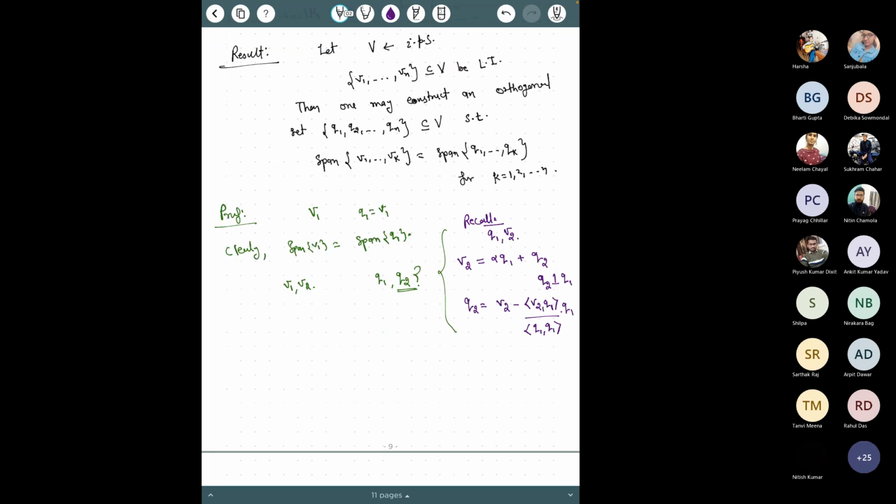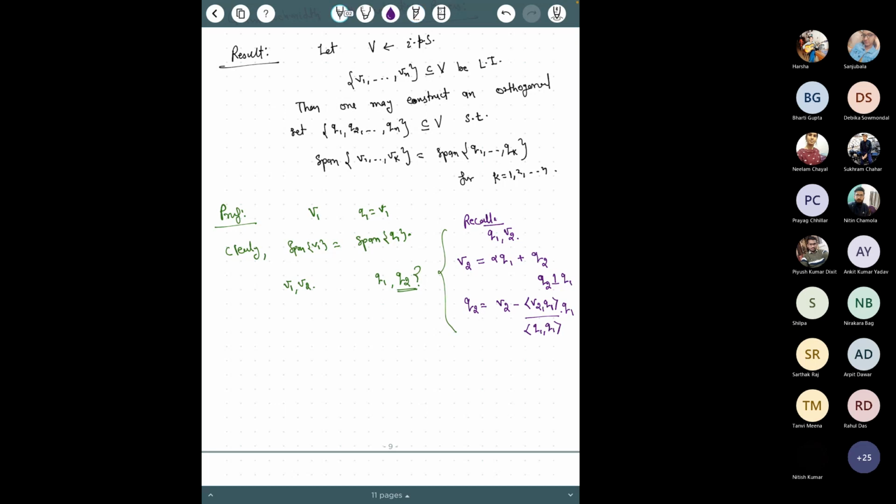So we get a vector Q2, but can you check what is the span of Q1 and Q2? Is it the same as the span of V1 and V2? Yes, sir, it is the same. Why is it the same? Because Q1 is just V1. You can see that Q2 is actually V2 minus some scalar multiple of Q1, but Q1 is actually V1. So Q2 belongs to the span of V1, V2. Q1 also belongs to the span of V1, V2. So the span of Q1, Q2 is contained in the span of V1, V2. And similarly, you can check the other side also: the span of V1, V2 is contained in the span of Q1, Q2.